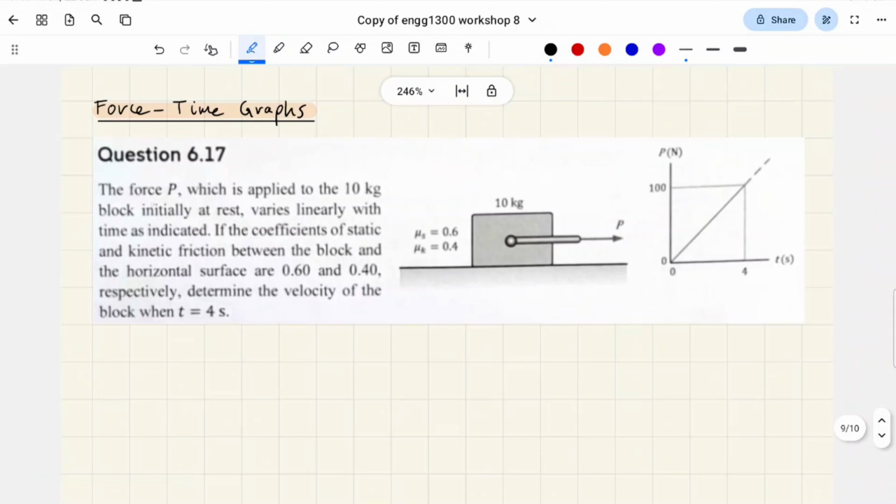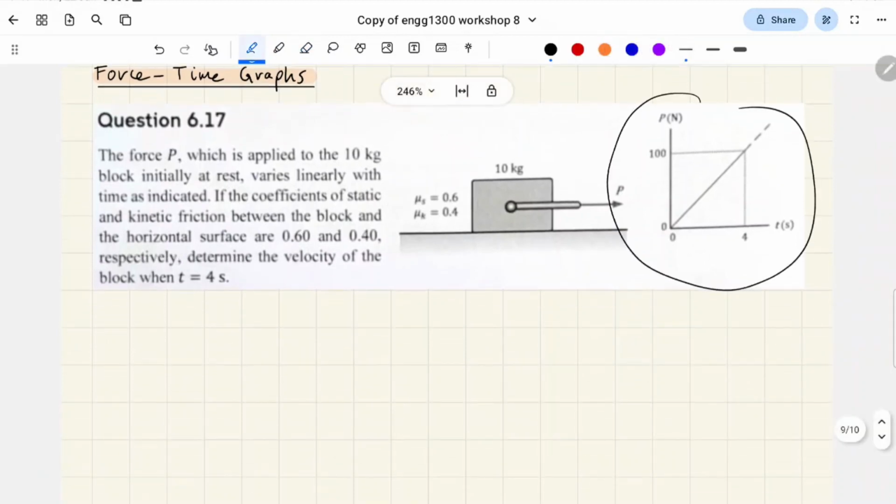So let's look at the question. This is force P that's pulling this block to the right. The block is 10 kilos. It's initially at rest. We're given our static and kinetic friction, and then we want to find the velocity of the block once time is 4 seconds. So that's the end goal.